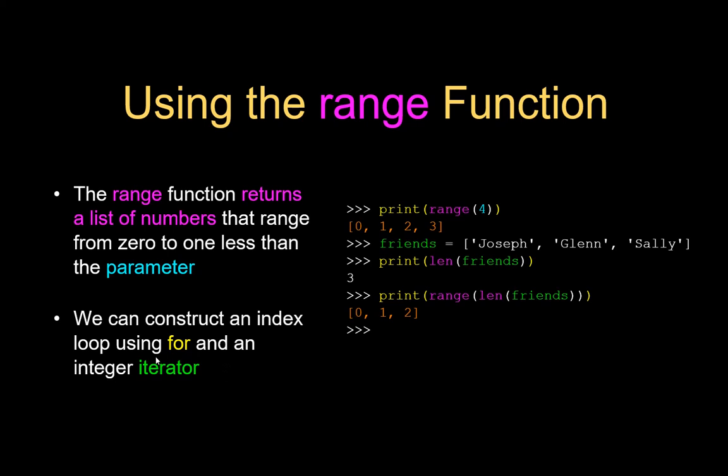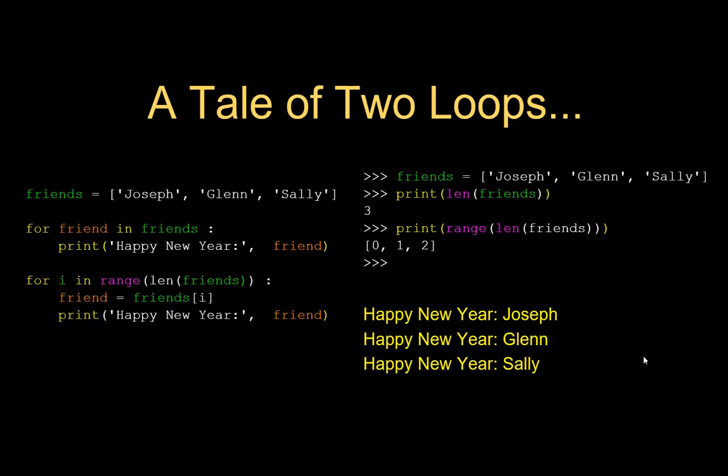We can construct an index loop using for and an integer as an iterator, which we're going to talk about in this slide. So this is a list with 3 values: Joseph, Glenn, Sally. We saw it before, and we have one for block here, and it says for friend in friends, print Happy New Year friend. So in this case, the output will be Happy New Year Joseph, Happy New Year Glenn, Happy New Year Sally.